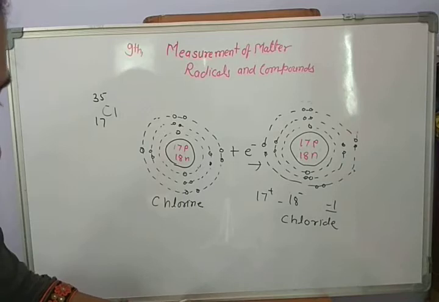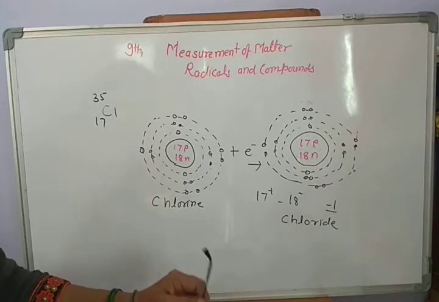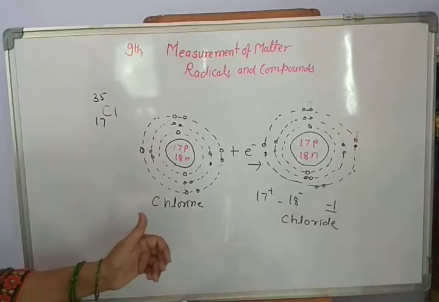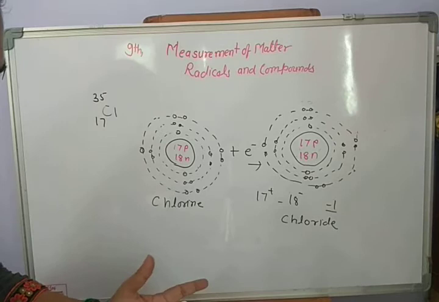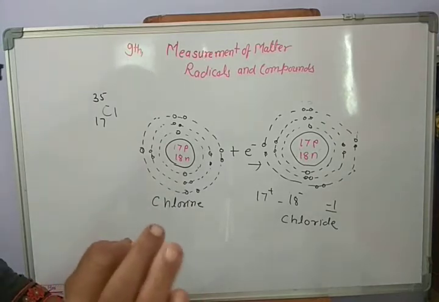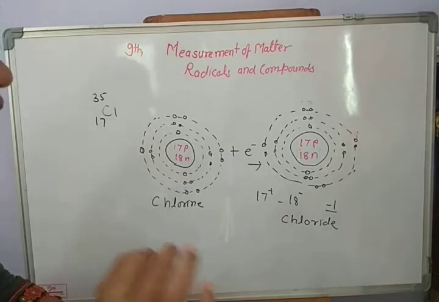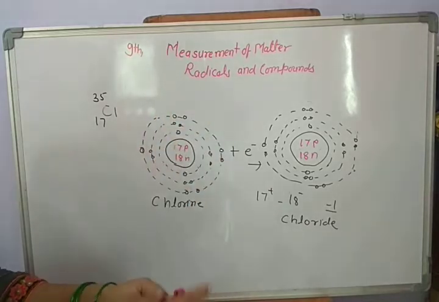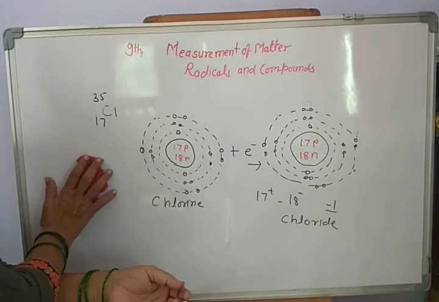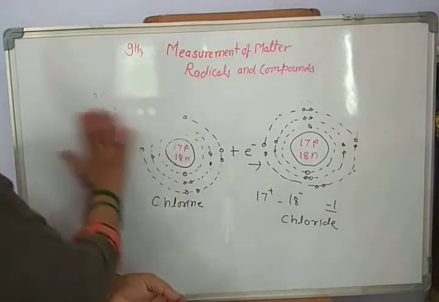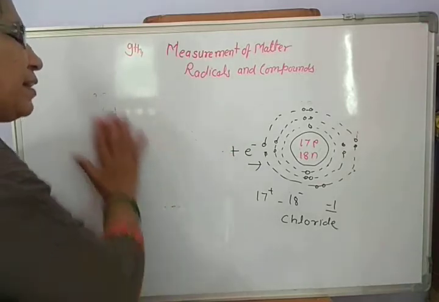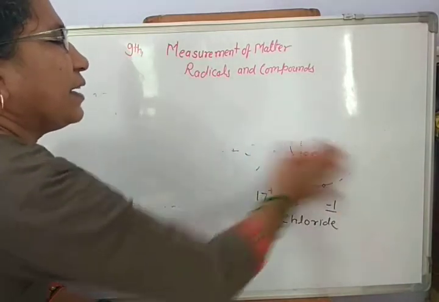There is a difference between chlorine and chloride. Similarly, ammonia and ammonium. Ammonia is NH3 and ammonium is NH4 positive. So there is a small difference in spelling. We have to be careful while writing. This is how the chloride radical is formed. Understood? So these are simple radicals which we can easily understand.